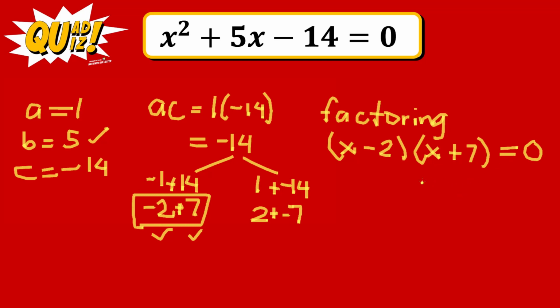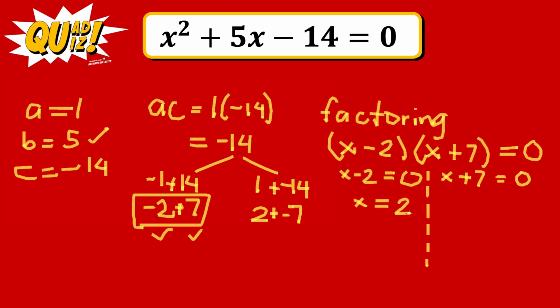Now that we are done with the factors, we are going to use the zero factor or the zero product property. That tells us that the product of these factors will only be equal to 0 if one or both of these factors are equal to 0. In short, this situation is only possible if x minus 2 is equal to 0 and x plus 7 is equal to 0. And we'll solve them independently.